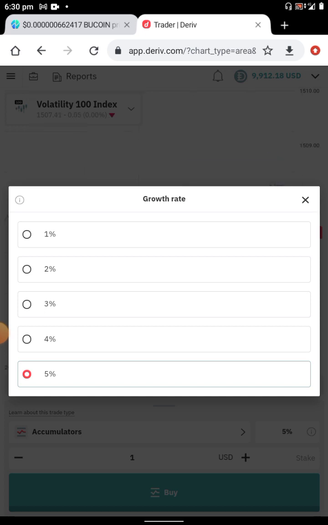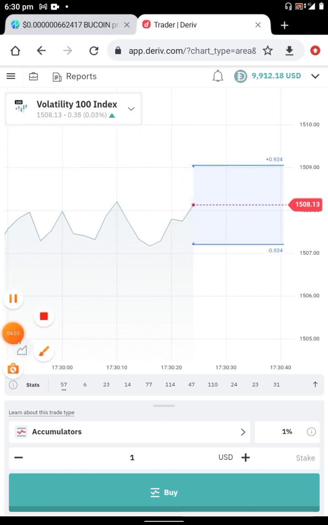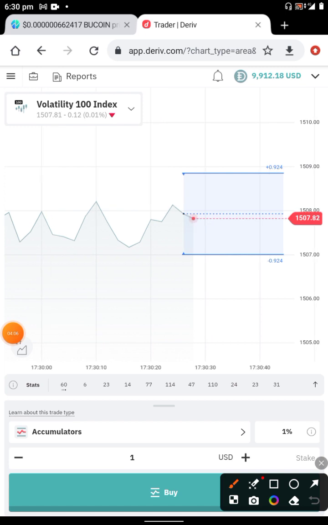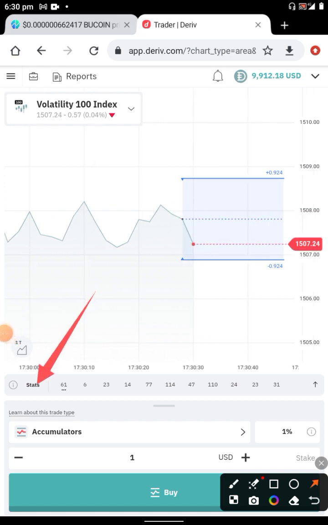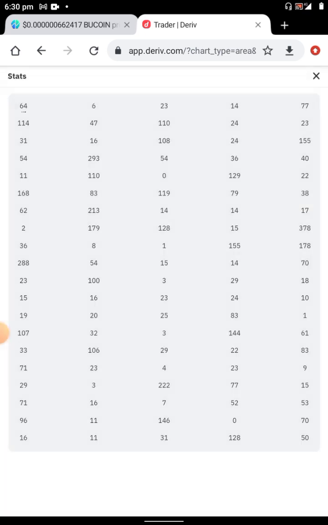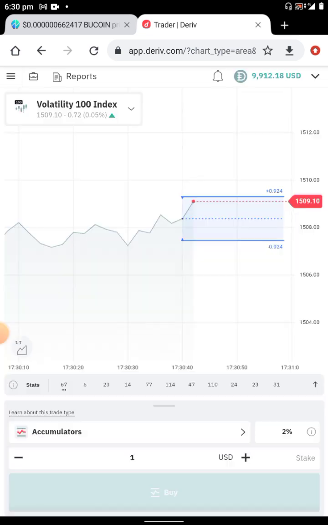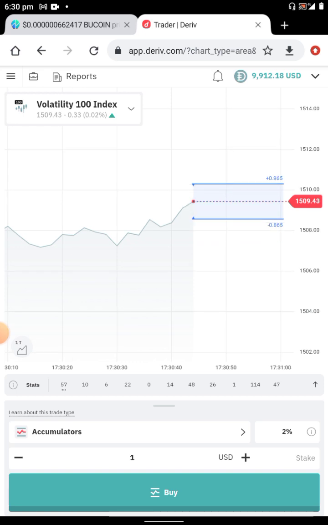The highest is 5%. This means that 5% profit will be accumulated consistently when the price is within the range. So 5% will be accumulated to your capital. If you pick 1%, it will be 1%. But one thing I want you to understand is this: here we have stats. So this is the statistics. I'm under 1% now. This is the stats for 1%. Can you see the stat for 1%? Are you getting it now? It is different from the stat for 2%. Can you see?